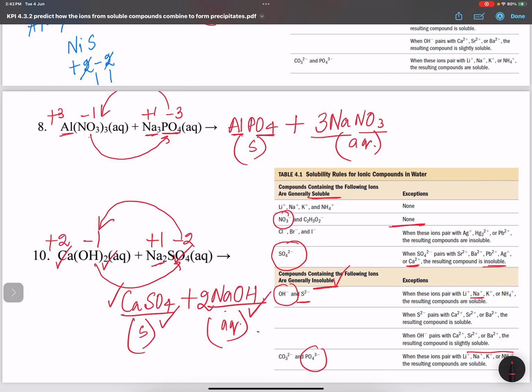So practice as many reactions as possible, and it's a double replacement reaction. Double replacement, double displacement, one and the same thing. So hope that will help you.